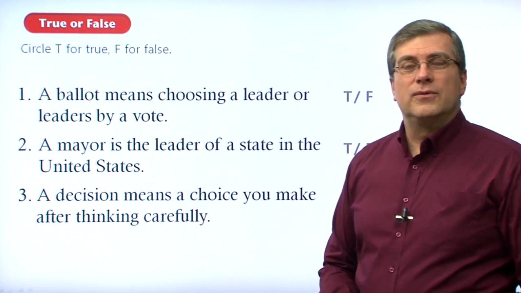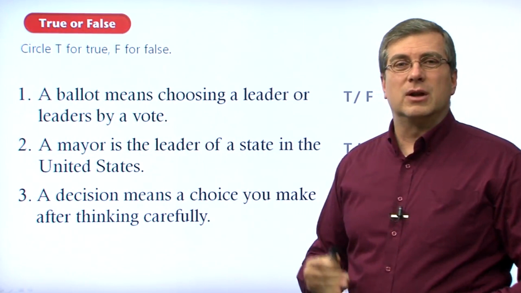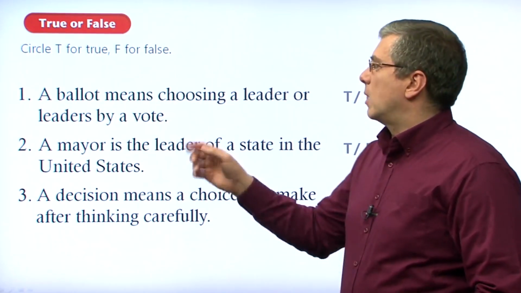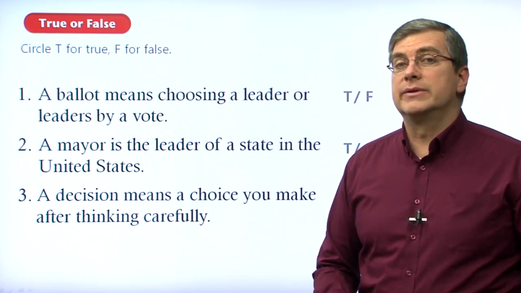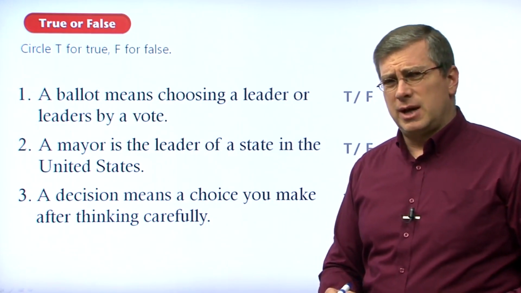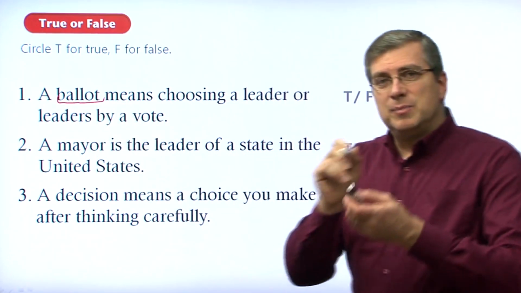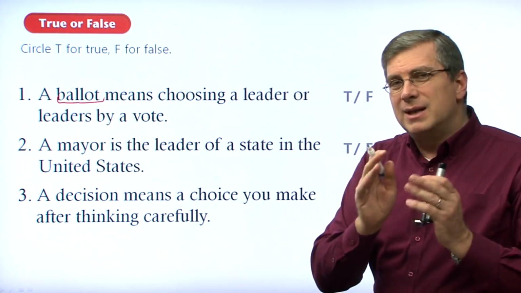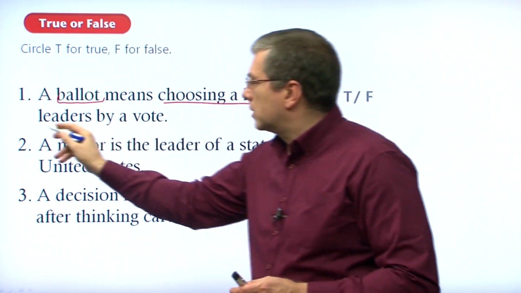Okay, let's look at our true-false questions here. We have 3 questions. Now we need to determine whether they are true or false. Actually, 3 statements, right? So number 1, a ballot means choosing a leader or leaders by a vote. Does that sound right? Sounds a little strange, right? Because a ballot, remember, is the piece of paper where you choose somebody. So a ballot is a piece of paper. It's not an event like choosing a leader or leaders by a vote.